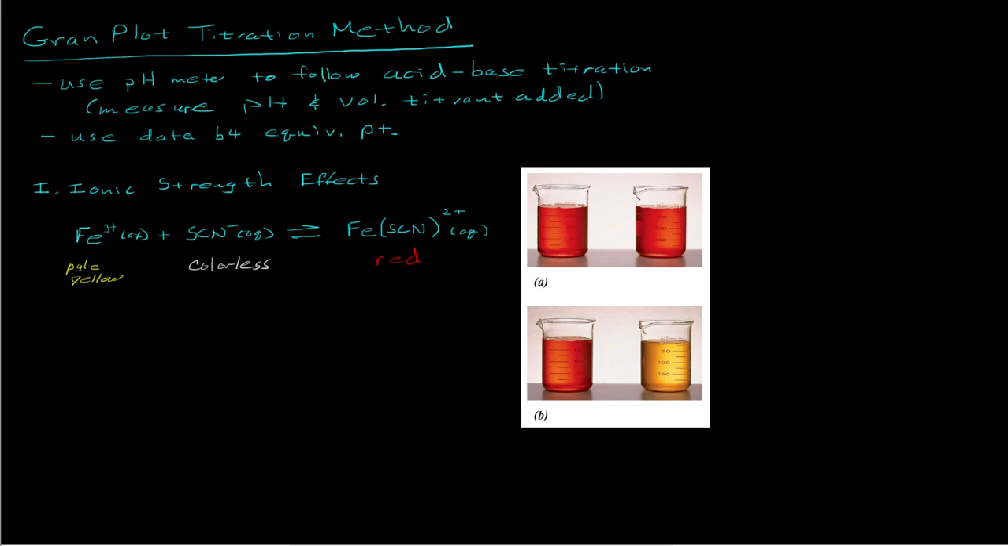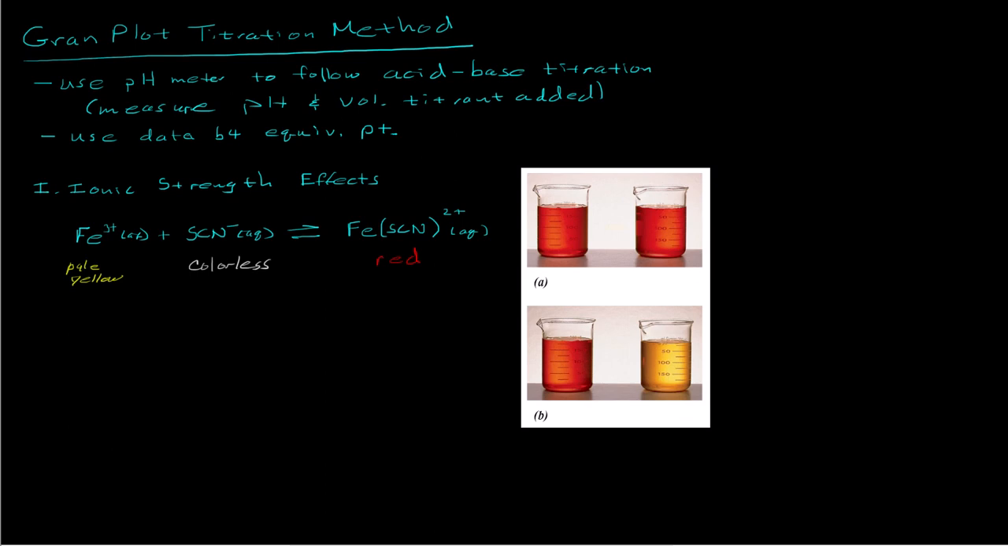This week's lab will make use of the Gran plot titration method. This is a very clever method to determine the equivalence point in an acid-base titration. We'll be following the titration with a pH meter, measuring pH after each volume of addition of titrant. And this method is useful because it's going to use data before the equivalence point.